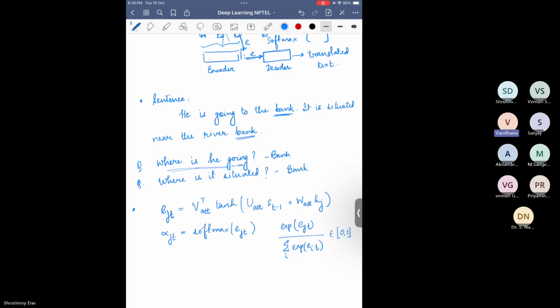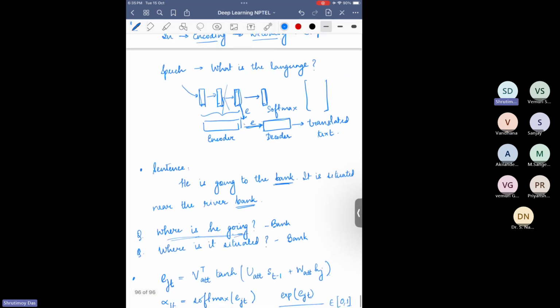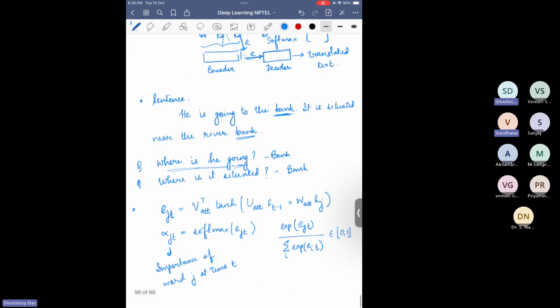Yes, attention is a neural network, and alpha is the probability of the attention. So alpha JT, you can think of it as the importance, not probability, importance of word J at time t. For this question, the important word was bank. For this question, the important word was this bank, not that bank.